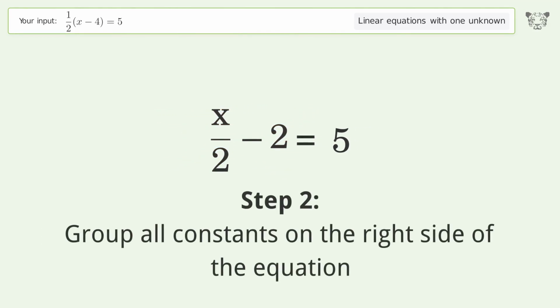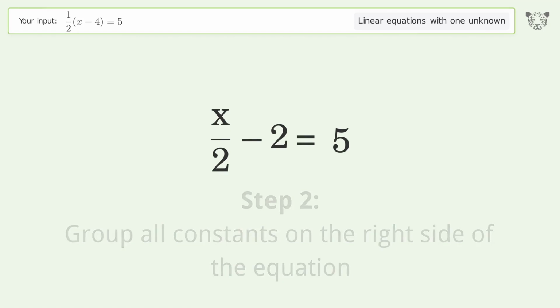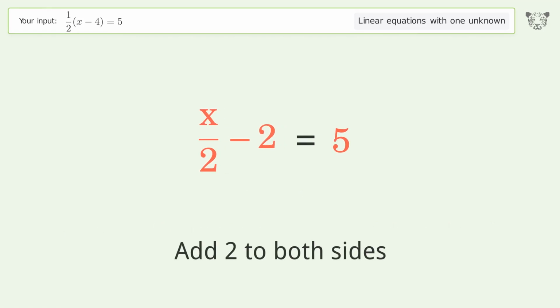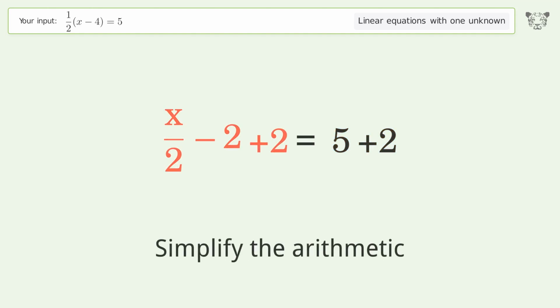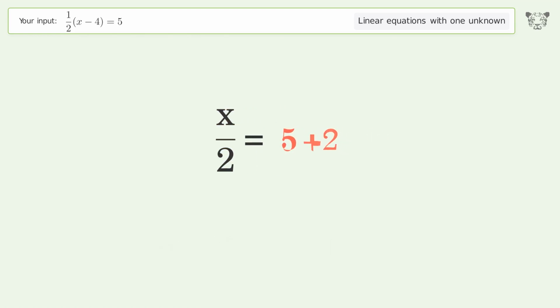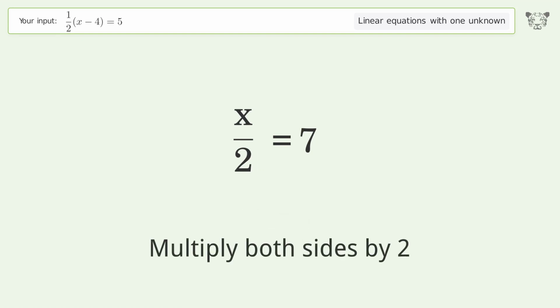Group all constants on the right side of the equation. Add 2 to both sides. Simplify the arithmetic. Isolate the x. Multiply both sides by 2.